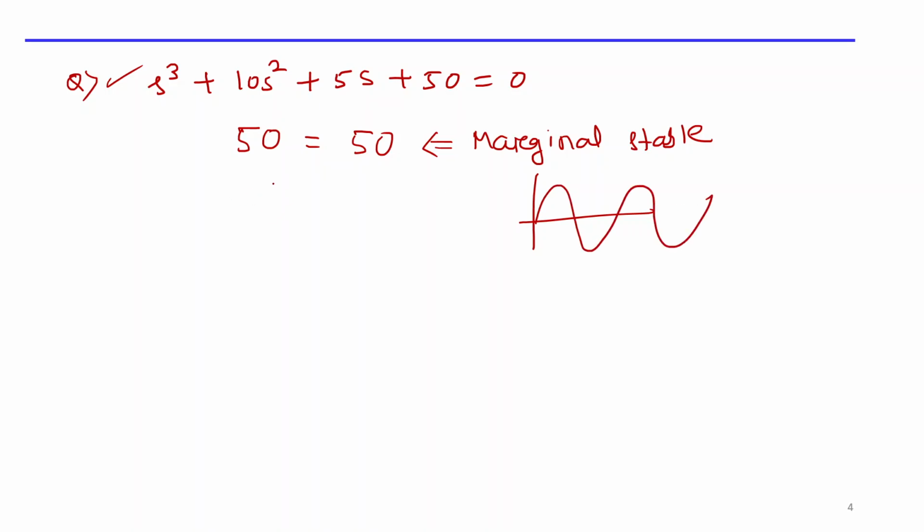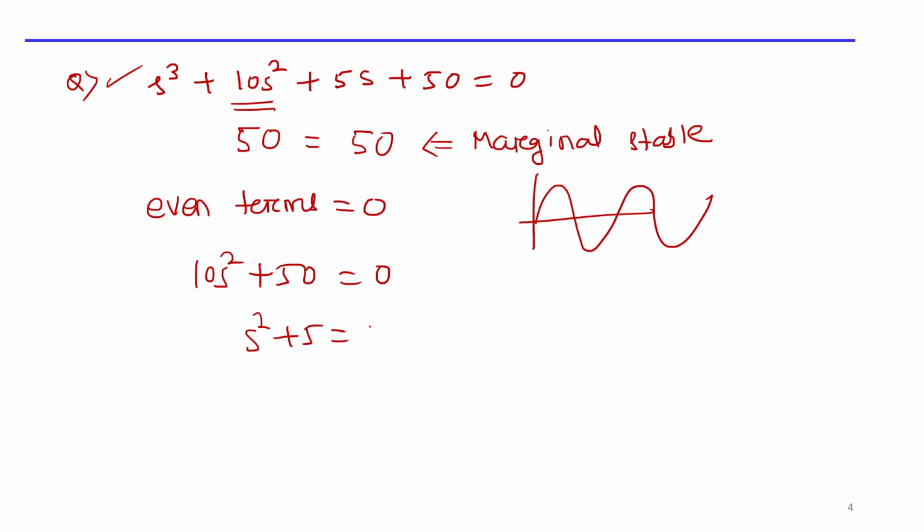By looking at the question, you have to make the even terms equal to 0. Let's make the even terms equal to 0. What are the even terms? 10s square plus 50 equal to 0. So s square plus 5 equal to 0, s equals plus minus j root 5.